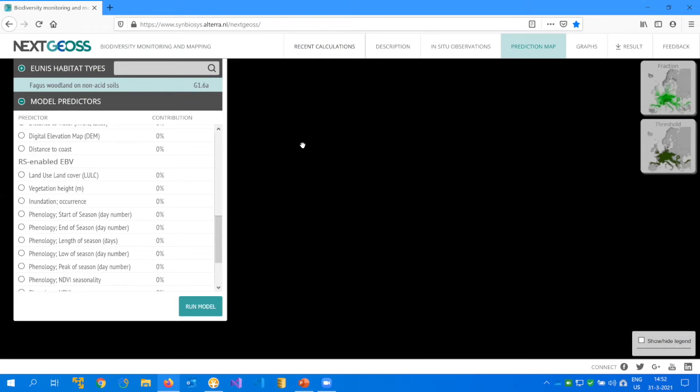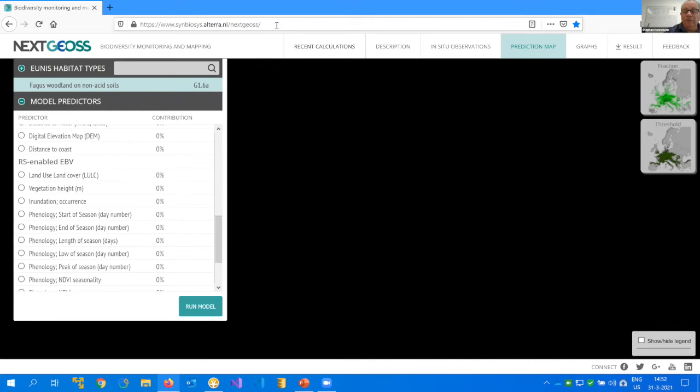But of course, you can run the model yourself. Be aware that the server on which the models are running is lightweight. So if multiple people are going to run models, then the server might get into trouble. So be aware of that. This is what I wanted to show you.